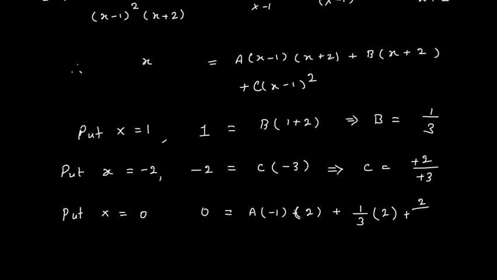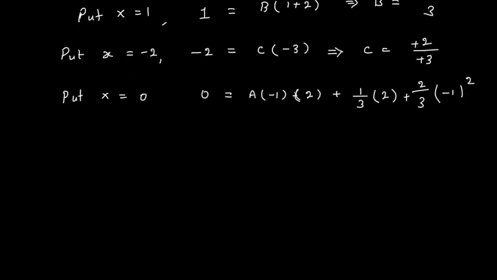Okay, 2 divided by 3, and here along with c it is x minus 1, so this is 0 minus 1, which is minus 1, the whole square. Okay, now we will simplify this. So we have 0 is equal to minus 2a plus 2 divided by 3, and minus 1 square is 1, so it is plus 2 divided by 3. So this minus 2a we will shift to the left, so it will become 2a, and on the right side 2 by 3 plus 2 by 3 will become 4 divided by 3.